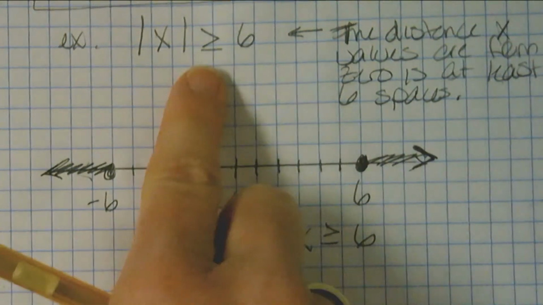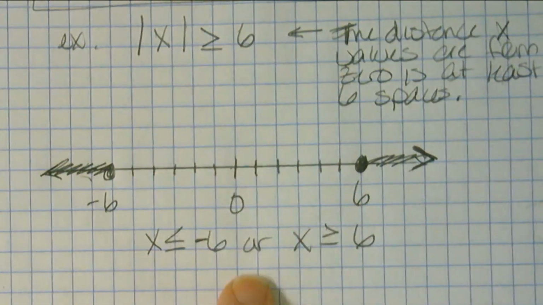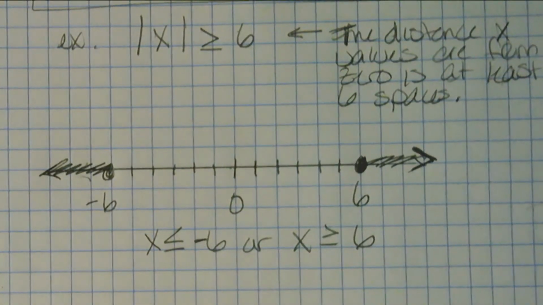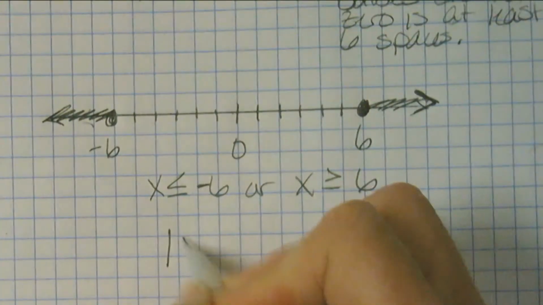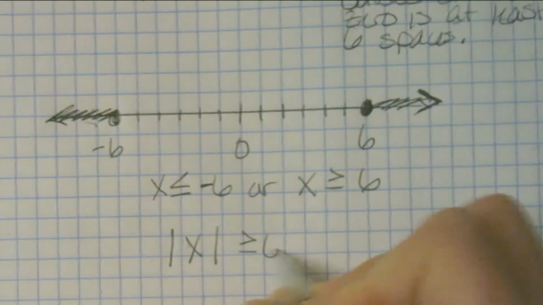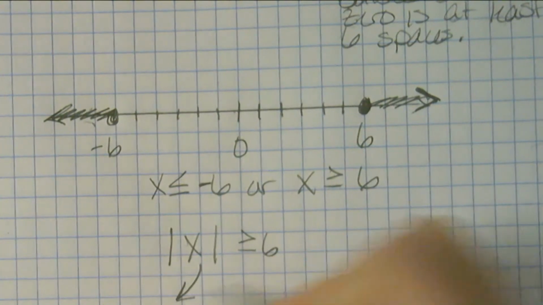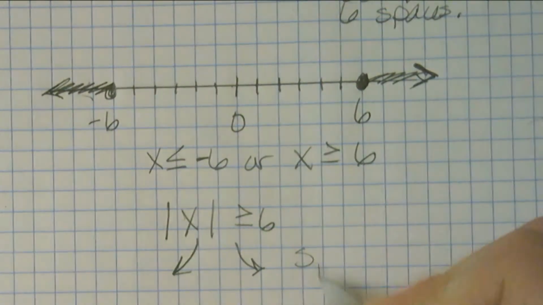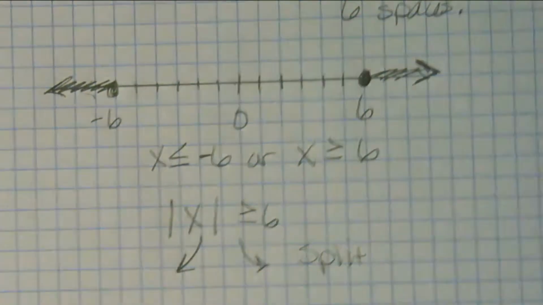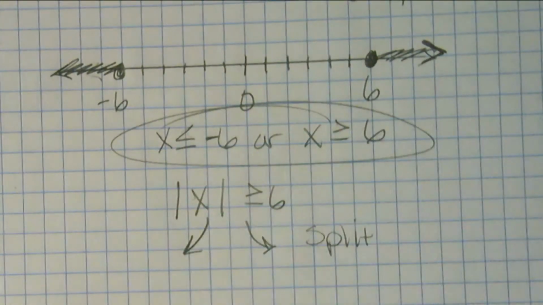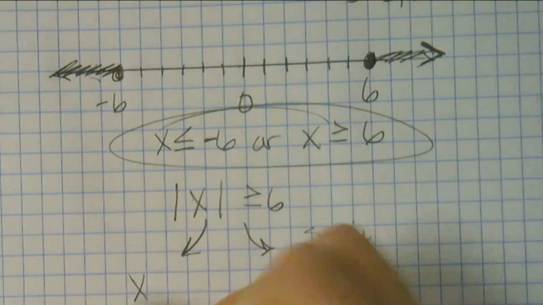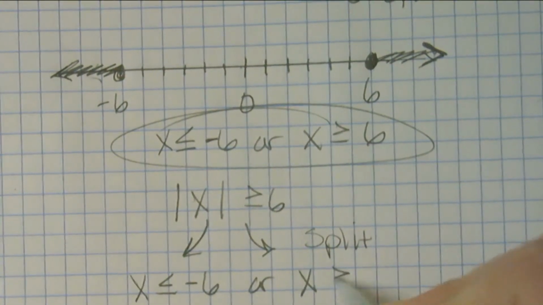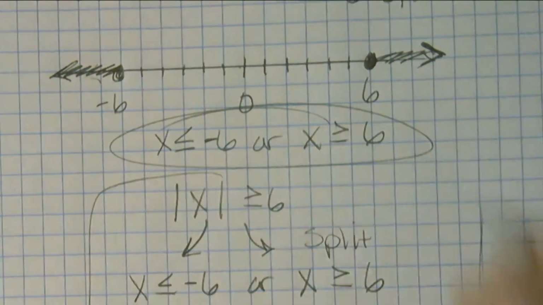So this is the same thing as this. All right, so the absolute value of x is greater than or equal to 6. See how you have to split that. Remember, it's an absolute value. So for me to split this, it splits into both of these. My x is either going to be less than or equal to negative 6, or it's greater than or equal to positive 6. That's what that means.